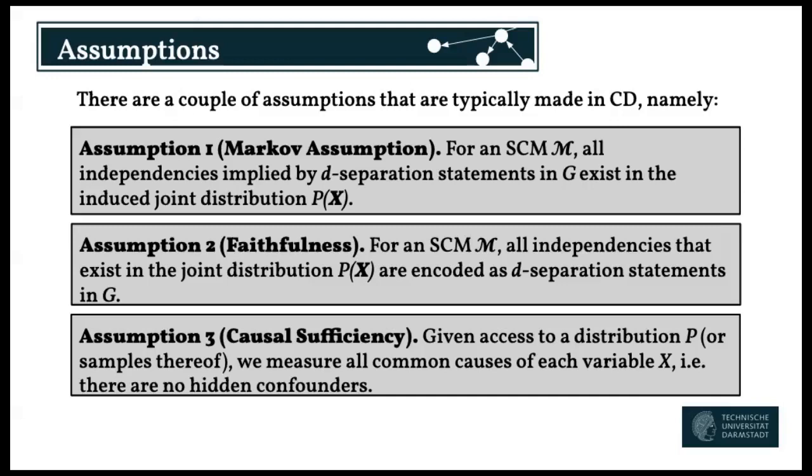And the third assumption you usually make is causal sufficiency, which simply says that you observe all the relevant factors for your causal system that can be observed, so you don't have any hidden confounders. However, we will also have a brief overview of an algorithm that weakens this assumption to some extent. But usually you make this assumption.